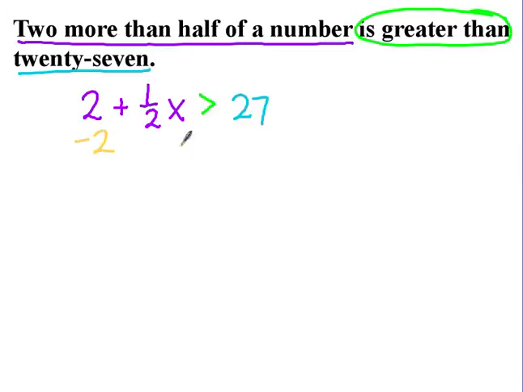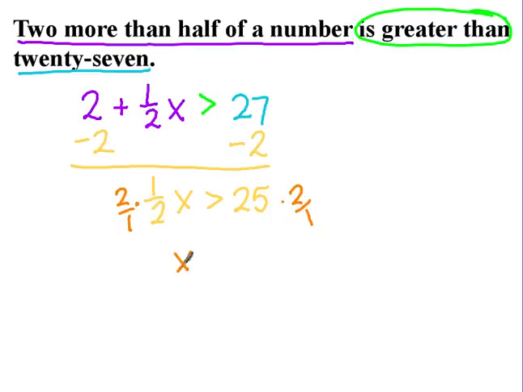Subtract 2. Okay, so I have 1/2 x is greater than what number? 25. What do I do now? Yep, so I'm going to multiply by 2. Nice job. So I end up getting x to be greater than 50. Excellent. Way to go.